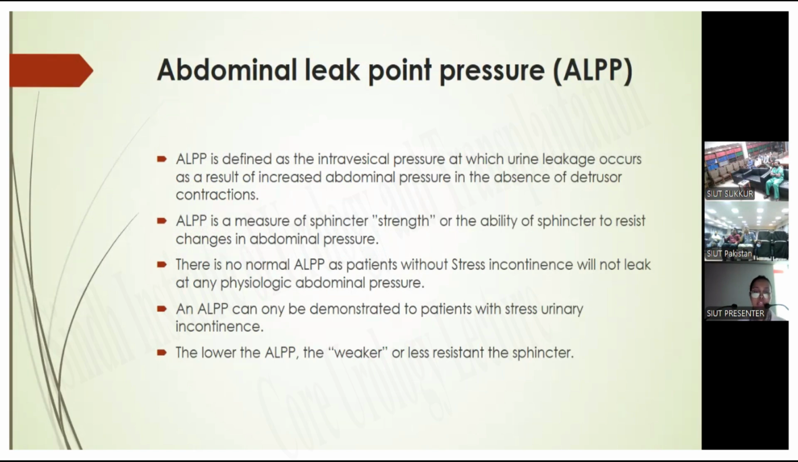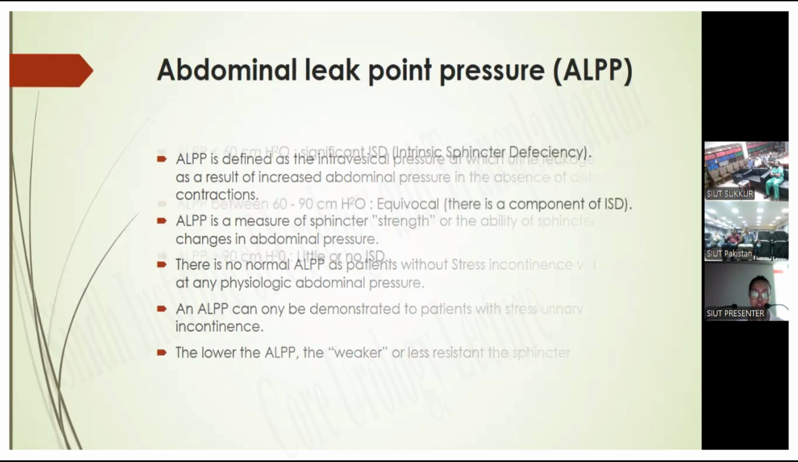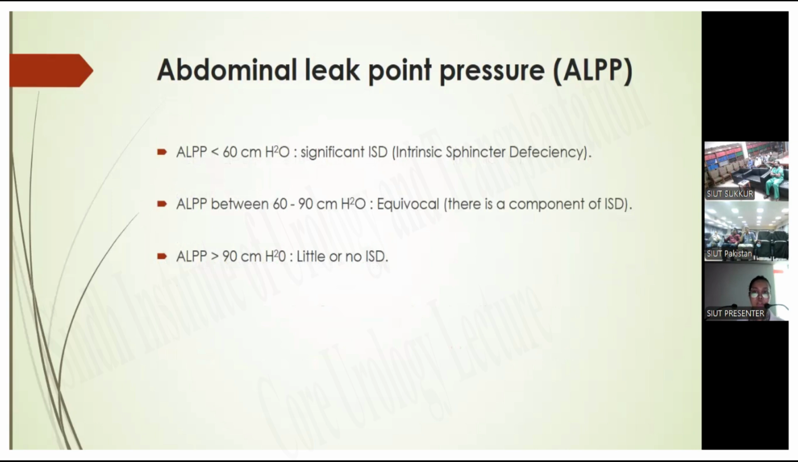There is no normal abdominal leak point pressure, as a patient without stress incontinence will not leak at any physiological abdominal pressure. And abdominal leak point pressure can only be demonstrated in a patient with stress urinary incontinence. The lower the abdominal leak point pressure, the weaker or less resistant the sphincter is. If it is less than 60 centimeters of water, that is significant intrinsic sphincter deficiency. If it is between 60 to 90 centimeters of water, that is equivocal, or it means there is a component of sphincter deficiency. If it is more than 90 centimeters of water, there is little or no intrinsic sphincter deficiency.